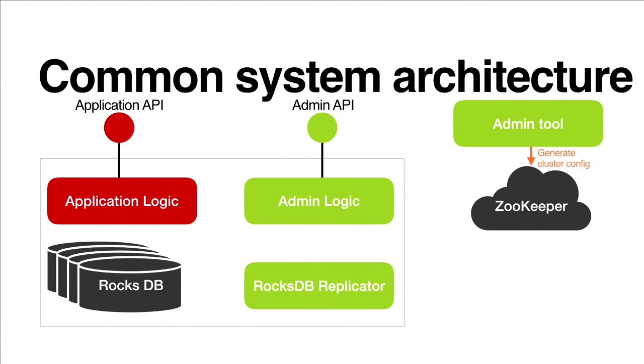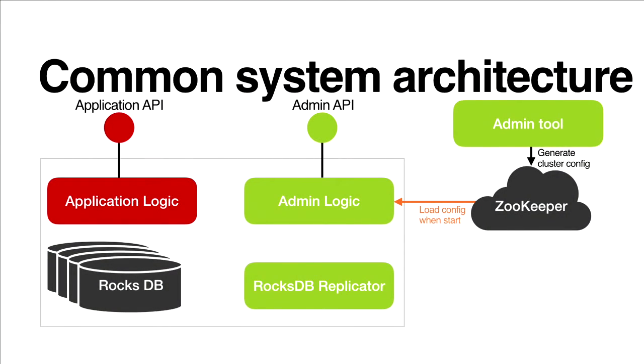First, when you create a new cluster, you just use the admin tool to generate the cluster config and push it to Zookeeper. This config will include information like the IP and port for each host in the cluster, and it will also include the shard map and the role of each shard. And for each slave shard, you need to specify where to replicate data from. Usually it's an IP and port for an upstream server.